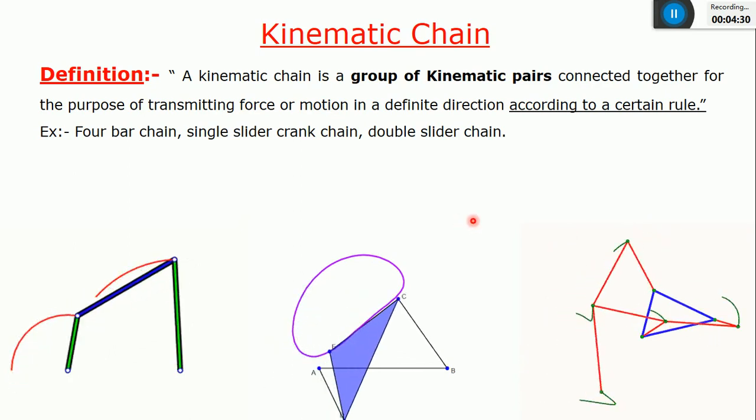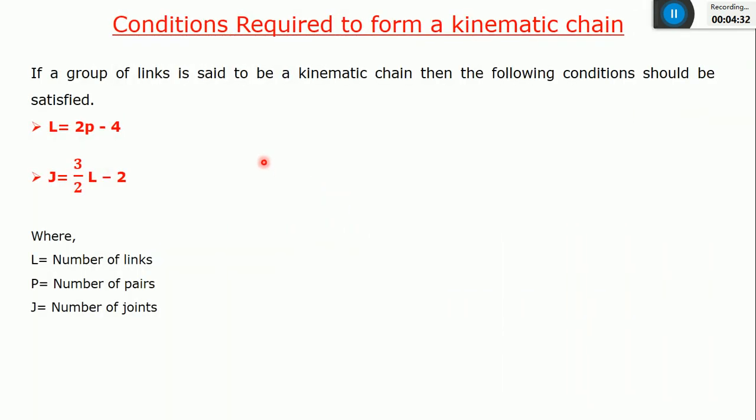This was clear in the previous class, and these two conditions have to be satisfied so that I can call a group of kinematic links or kinematic pairs a kinematic chain. The first condition is L = 2P - 4, and J = (3/2)L - 2, where L is the number of kinematic links, P is the number of kinematic pairs, meaning groups of two links, and finally J is the number of joints.